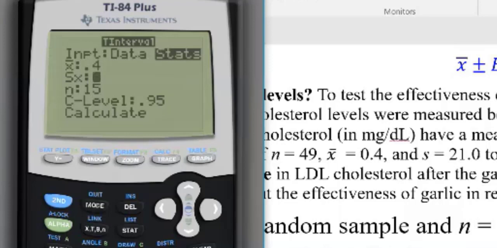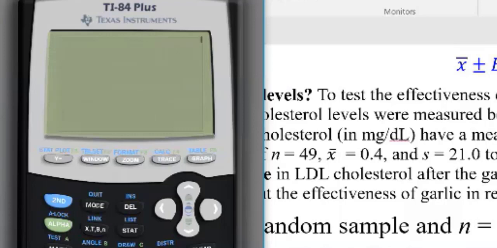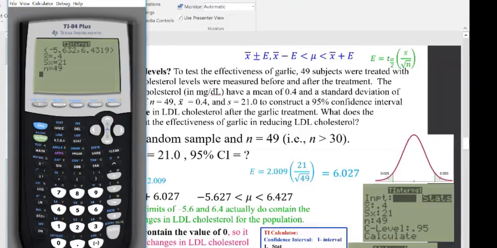S, again, to be precise, is S sub X bar. N is 49, and the confidence level is good, 95% or 0.95. And we do the calculation, and so it gives us the answer, negative 5.632 to 6.4319. That's what we had.